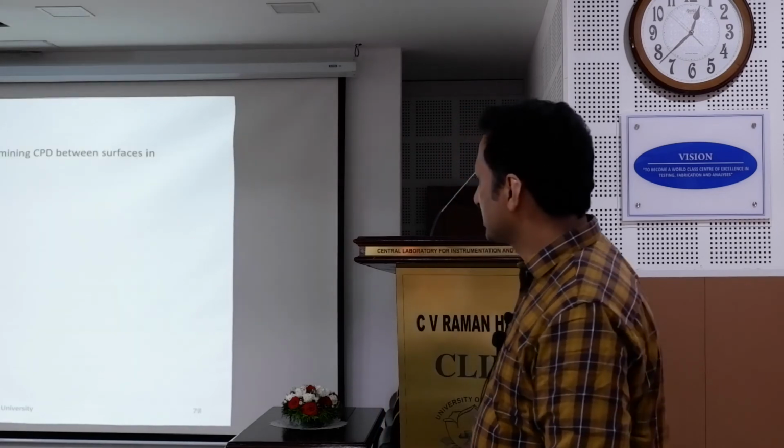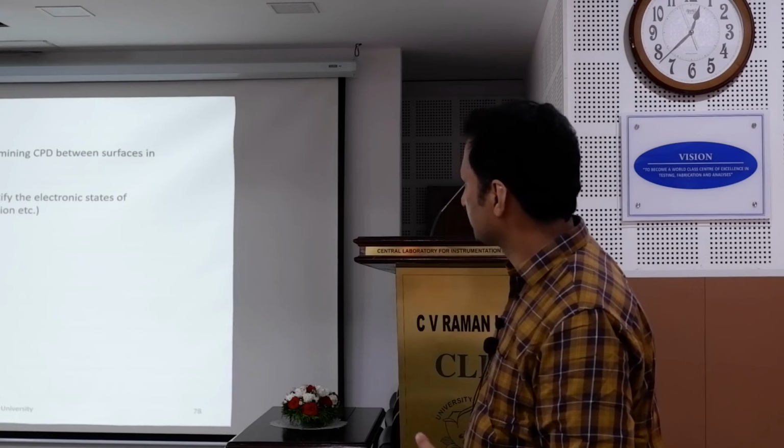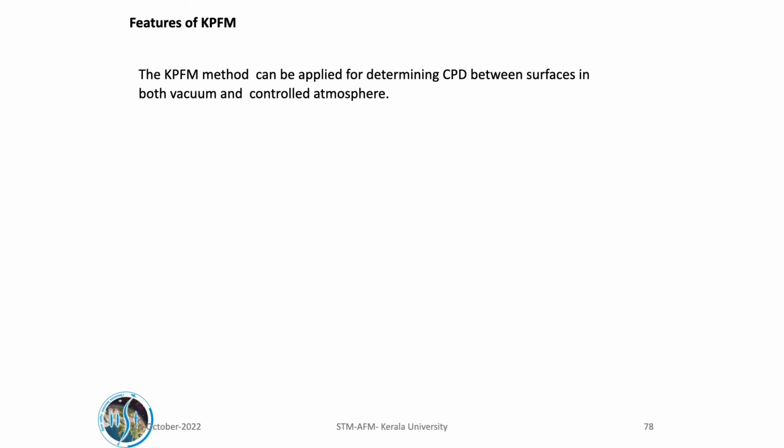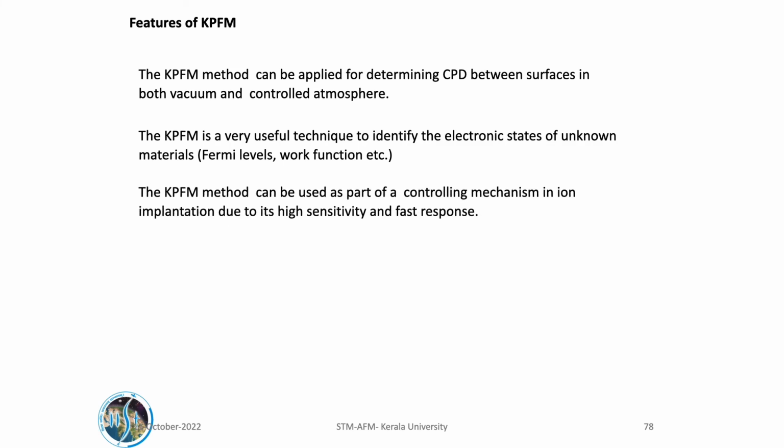So this is for, again, more localized measurements. So contact potential difference or work function difference you can measure very easily, and you can convert that into work function, actual work function of the material. So electronic states of the unknown material can be identified. This can be used as a controlling mechanism in ion implantation.